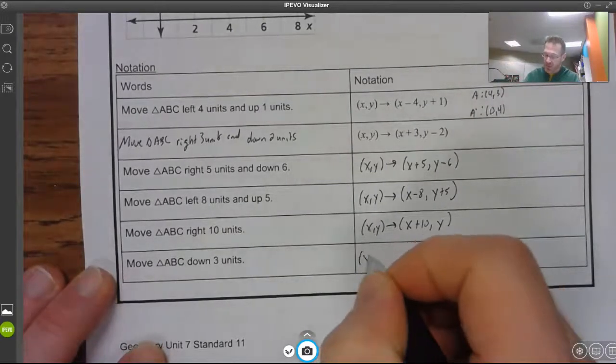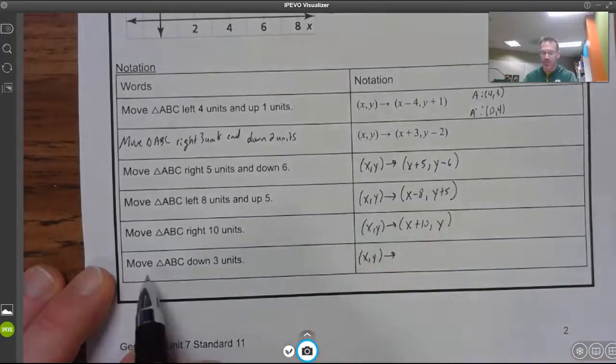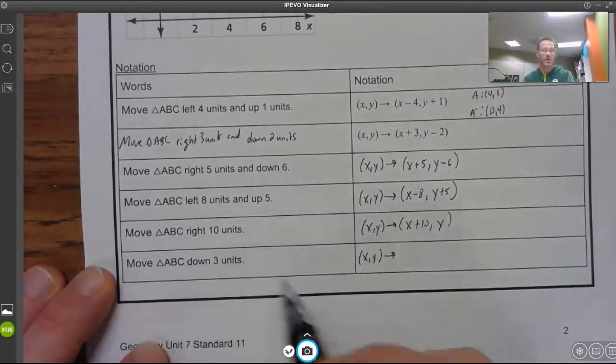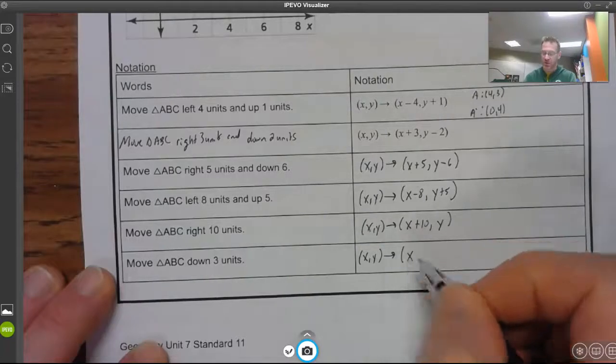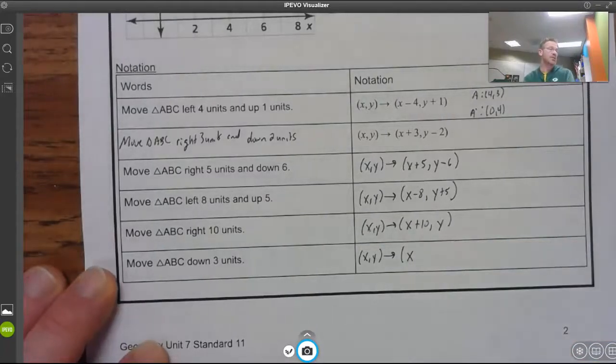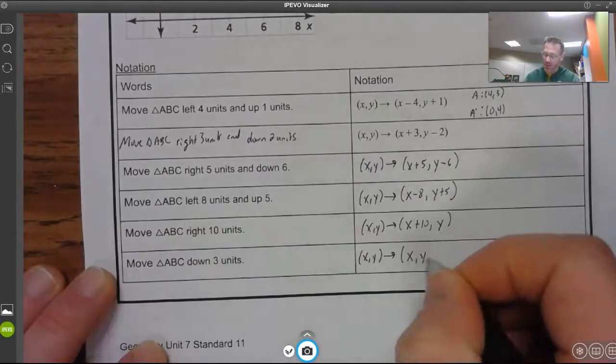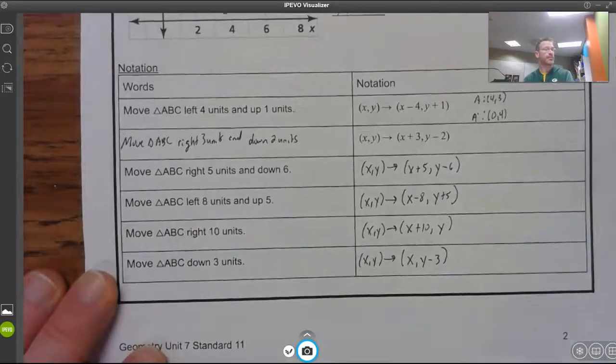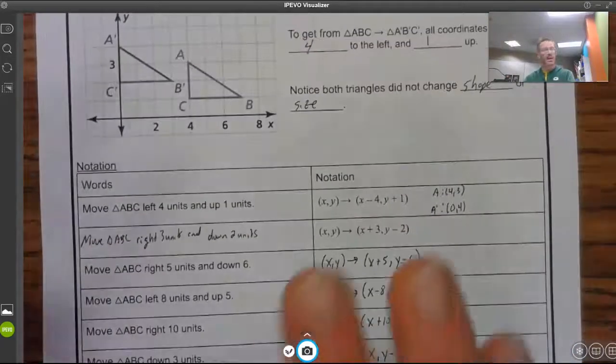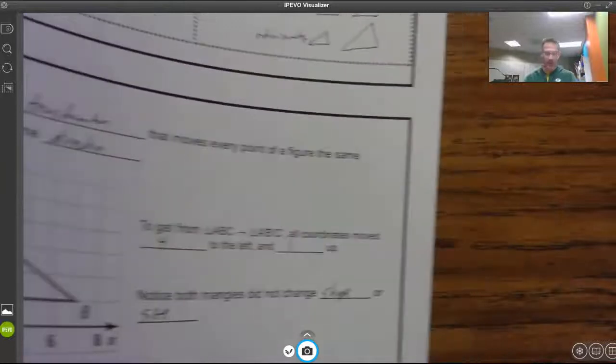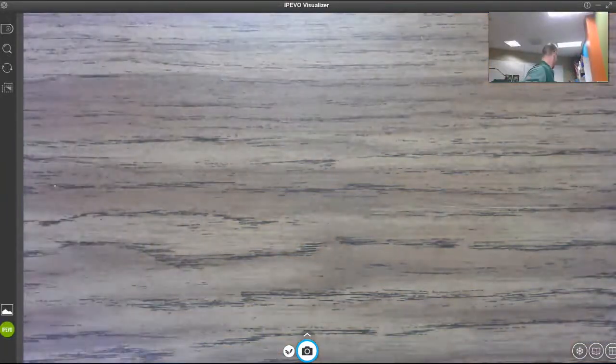And in a very similar fashion on our last one here, move triangle ABC down 3 units. Notice there's no direction change for x. There's no left, there's no right, but I want to move it down 3 units. So I would go y minus 3, like so. Now let's take this knowledge and actually do a few problems in the coordinate plane.